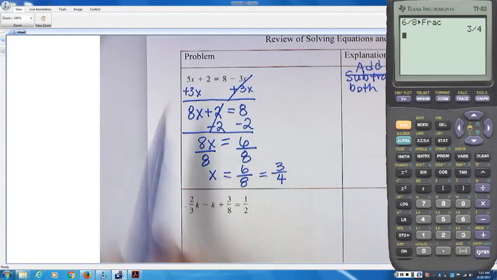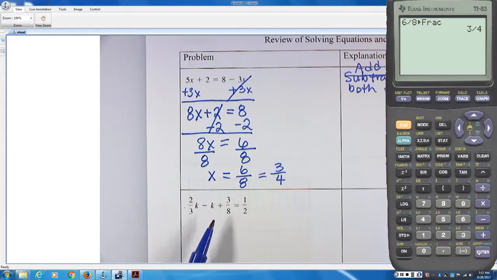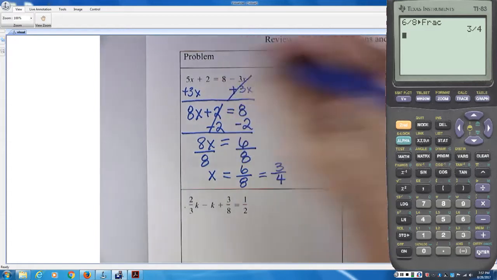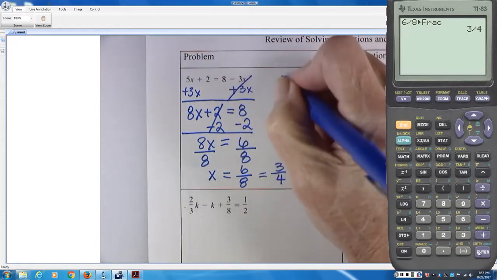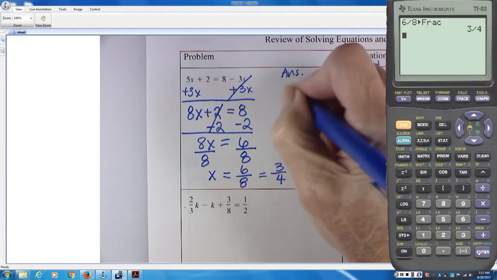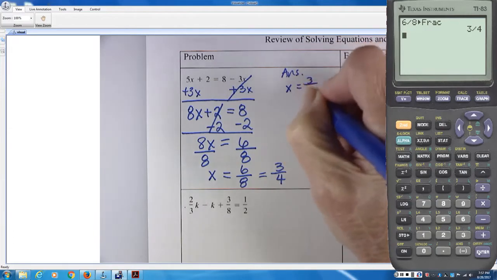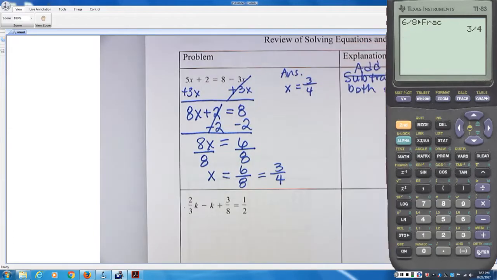Be sure and show me all the steps. I may very well have told you up here at the top of the page that the answer is x equals 3/4. I'll give you the answers. I want to know how you got them.